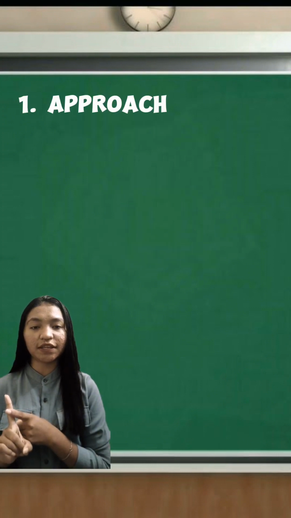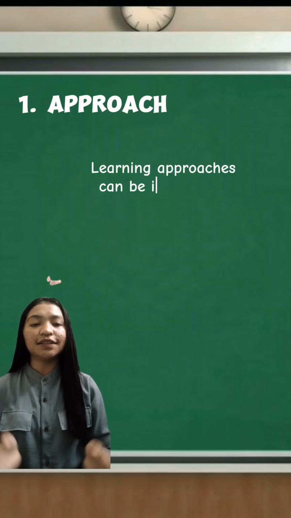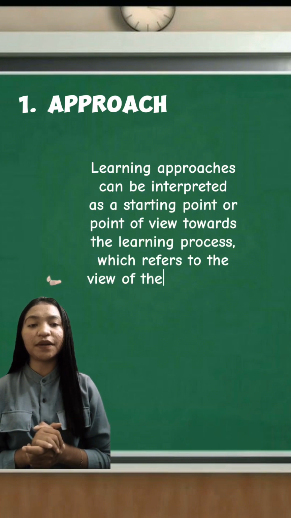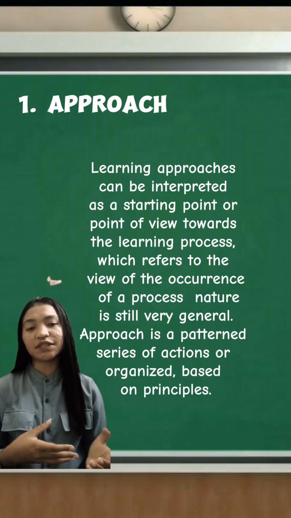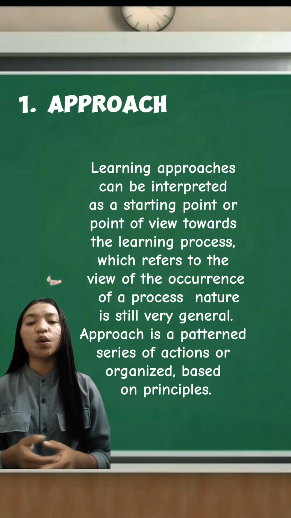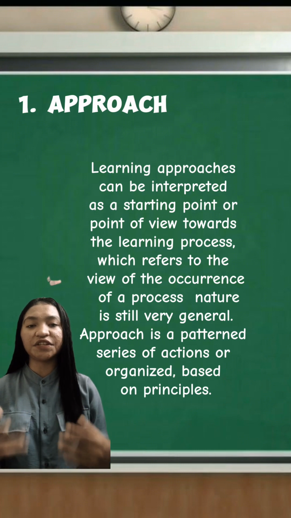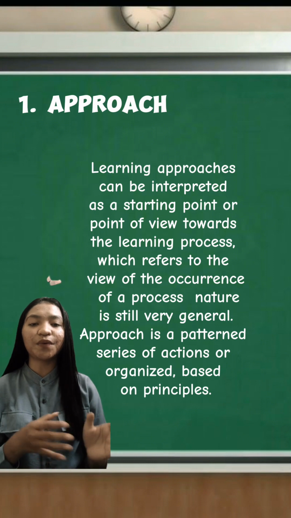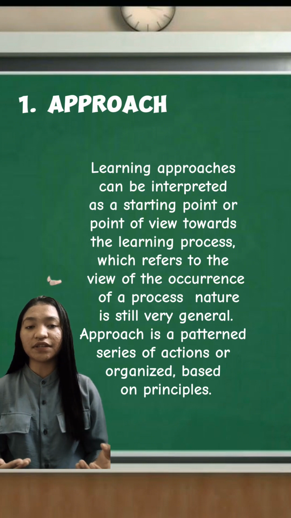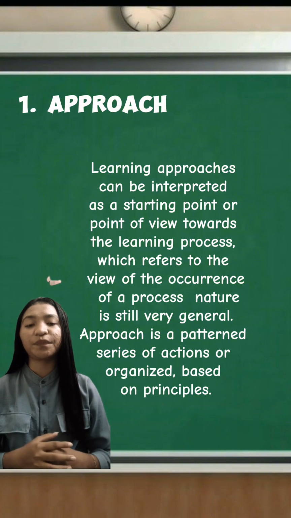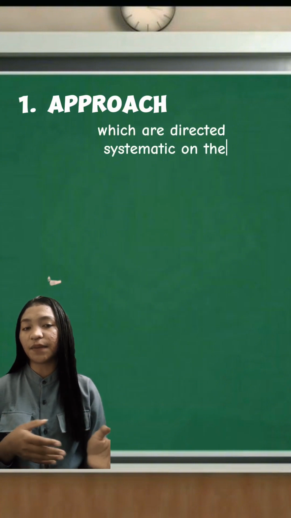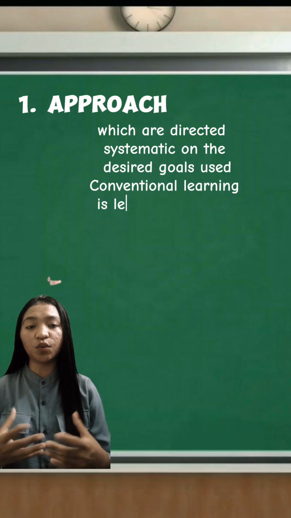The first point is approach. Learning approaches can be interpreted as a starting point or point of view towards the learning process, which refers to the view of the occurrence of a process that is still very general. An approach is a series of actions based on principles, which are directed and systematic toward the desired goals.